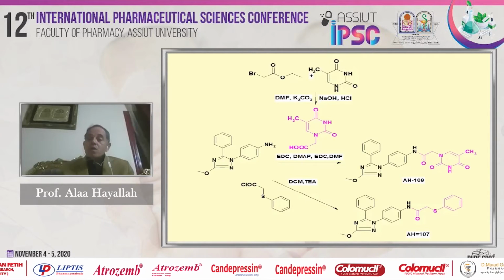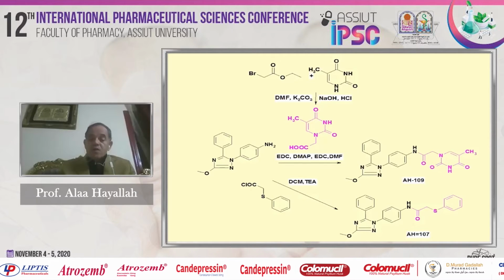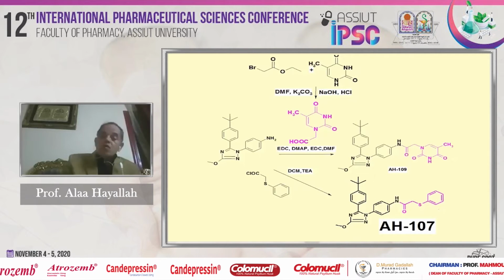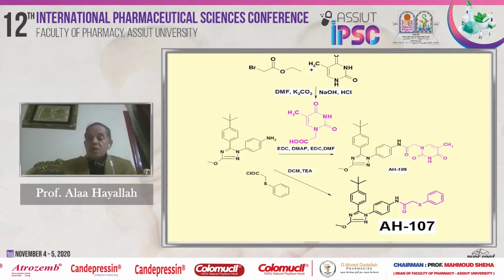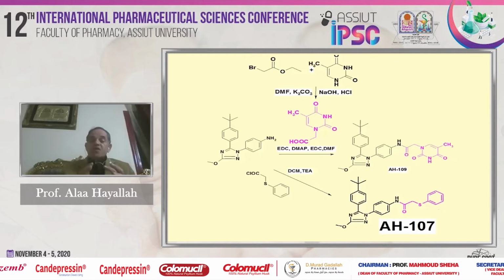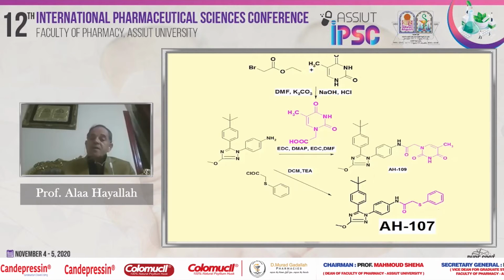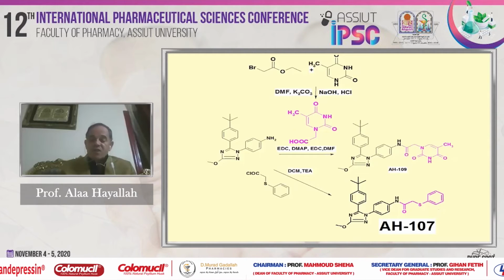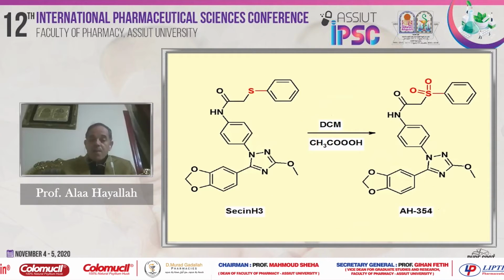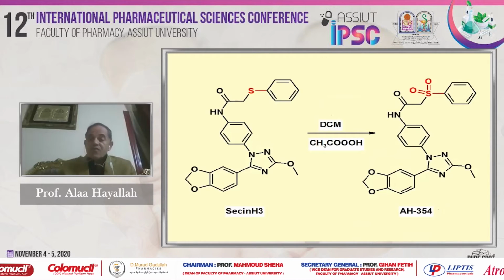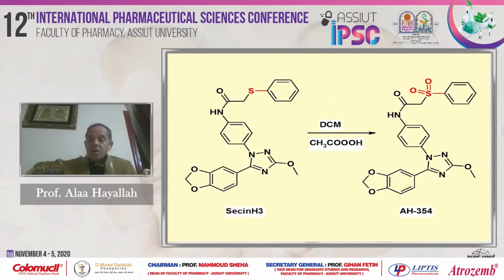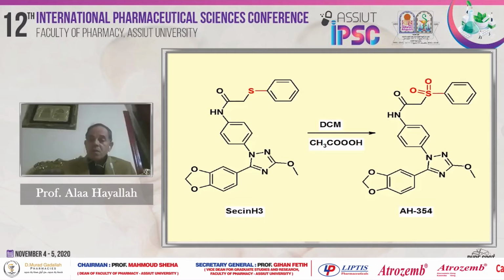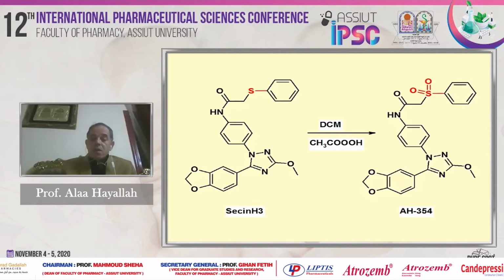We all used electron donating groups for these derivatives, such as AH107. We introduced to the phenyl group a tertiary butyl moiety instead of an electron withdrawing group, in our trials, to make the SAR, or structure activity relationship, of this derivative at the end. We tried to oxidize the sulfur to a sulfonyl moiety to study the hydrogen bond probability to the two oxygens of the sulfonyl moiety.